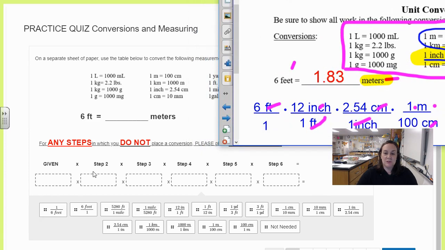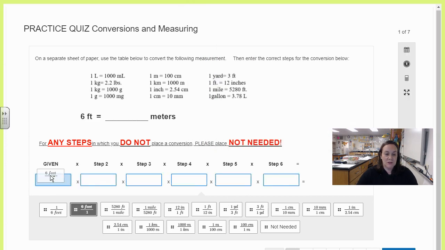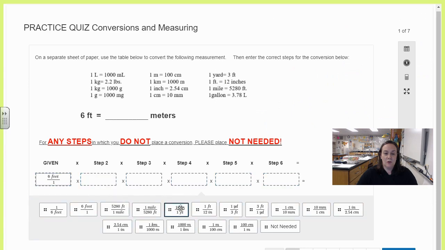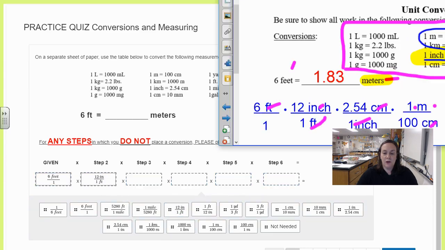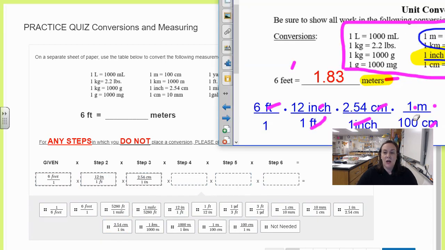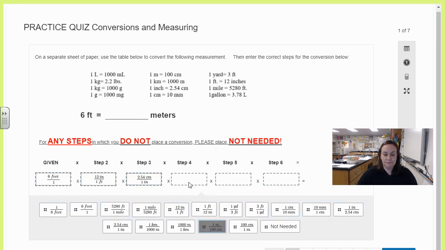So the first thing is I put 6 feet over 1. Then the next thing is I did 12 inches over 1 foot. Then we did 2.54 centimeters over 1 inch. And then we ended up with 1 meter is 100 centimeters.